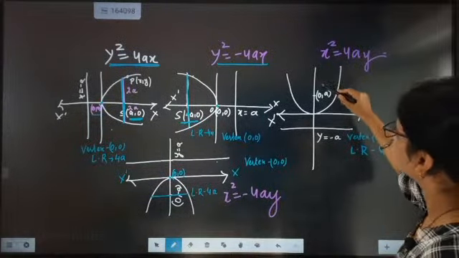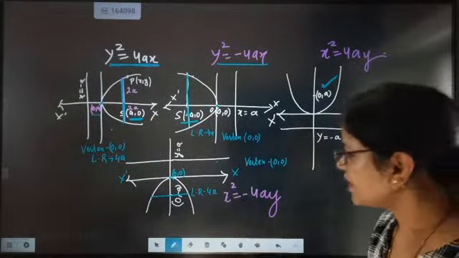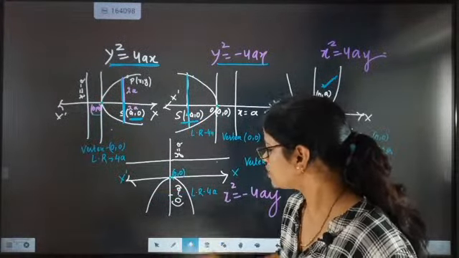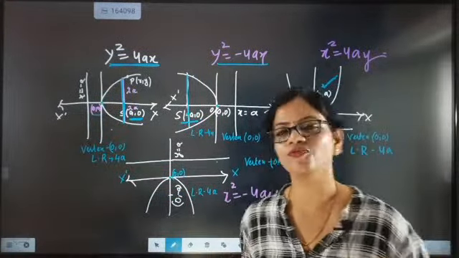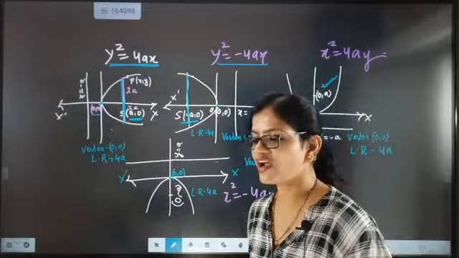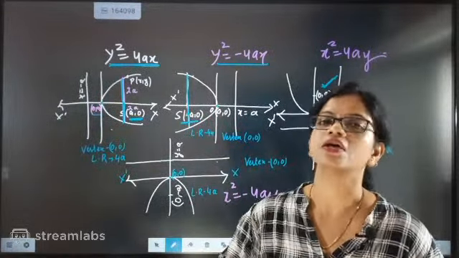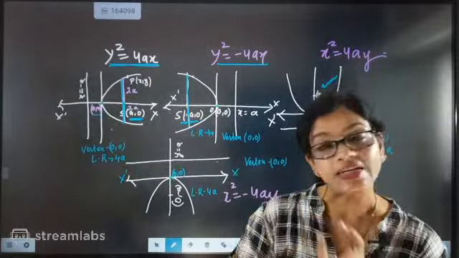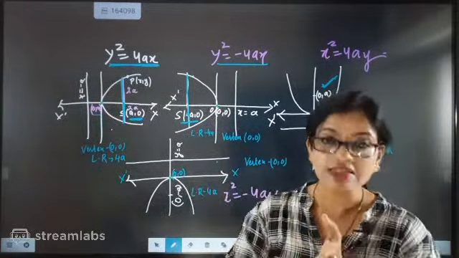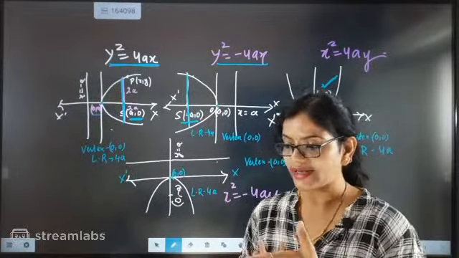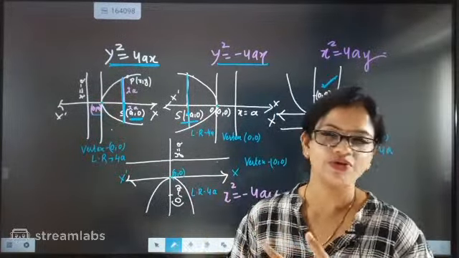Now look here. This focus is coming as 0 comma a. For the downward parabola the focus is coming as 0 comma minus a, beta. So now you understood the focus. Now the focus is the fixed point. Now finding the focus and finding the directrix: focus and directrix are two important points. Vertex is an important point. Latus rectum is an important point. You have to find all these points: latus rectum, vertex, directrix, focus.